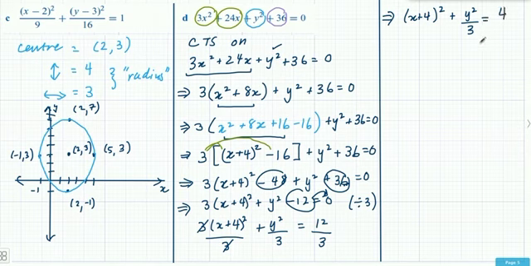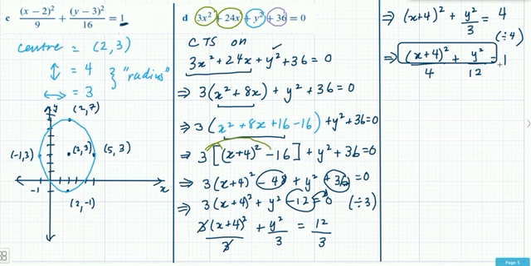And the last thing I'm going to do to make this look like an ellipse is to get a 1 on the right hand side. So I'm now going to divide both sides by 4. What you could do at this point is actually divide everything by 12 if you wanted to as well. That gets you to the same place. So divide everything here by 4. Dividing by 4 here makes that a 12, and it makes that a 1. So this is now in the form that we can use.